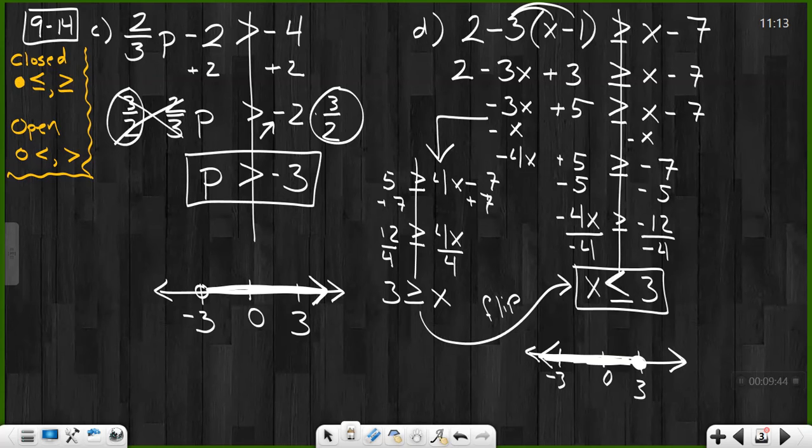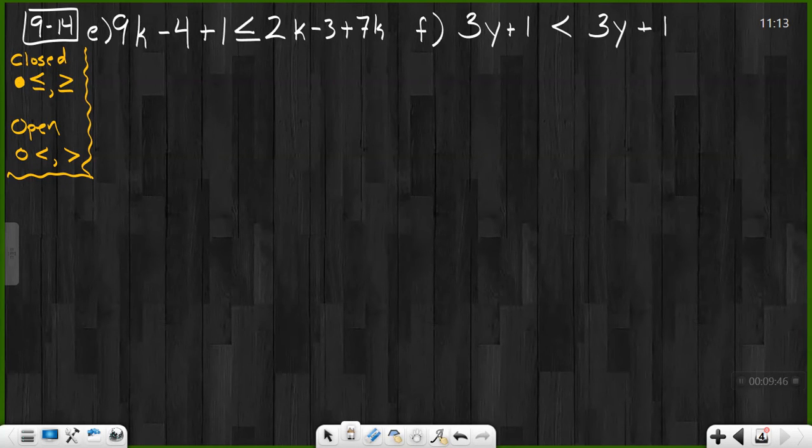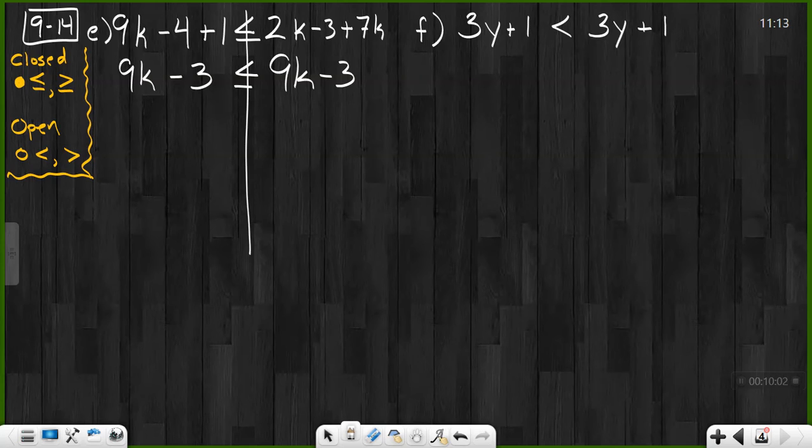Now let's take a look at 2 unique examples here. In these examples, I'm going to start by solving them as I normally did. I've got some like terms to combine, giving me 9k minus 3 is less than or equal to 9k minus 3 over here. Some of you notice I've got the same thing on both sides, but let's continue to solve. Let's move our variable all to the same side, giving me negative 3 is less than or equal to negative 3.